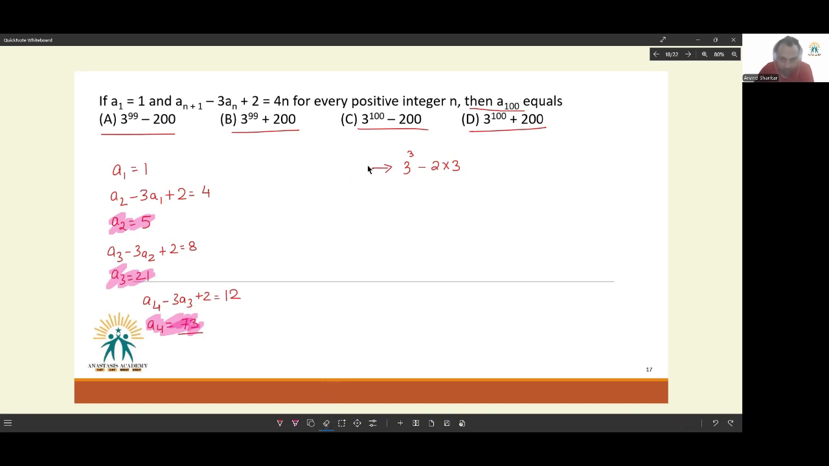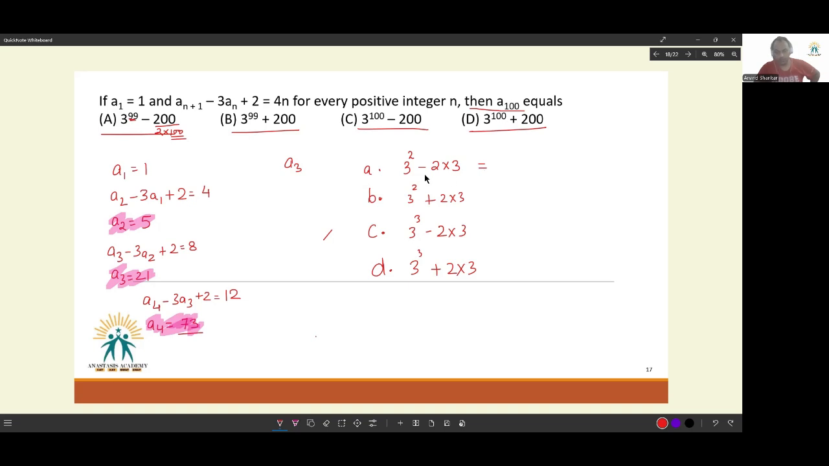So, if I was looking for A3, according to option A, see how these terms... oh, sorry, this should be 3 raised to the power 2. 99 comes from 100 minus 1. So, if I'm looking for A3, the power turns to 2, and this 200 comes from 2 into 100, the 100th term. So, 2 into 3 I have done. Option B will turn to, again, 3 square plus 2 into 3. Option C will turn to 3 raised to the power 3 minus 2 into 3. And option D will turn to 3 raised to the power 3 plus 2 into 3.